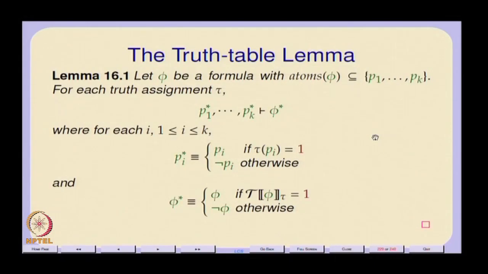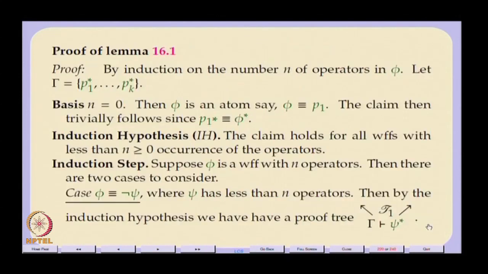The truth table lemma, as I call it, essentially says that for any formula phi whose atoms are contained in some finite set P1 to Pk, for every truth assignment tau, there is a formal deduction from the assumptions Pi star to the formula phi star, where Pi star and phi star are defined as being Pi and phi if the truth assignment tau gives them the truth value 1, otherwise the negation of Pi and phi.